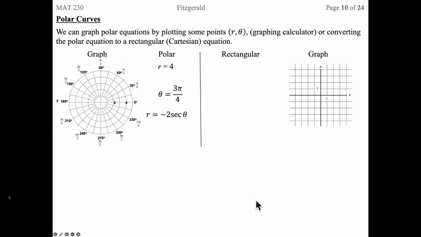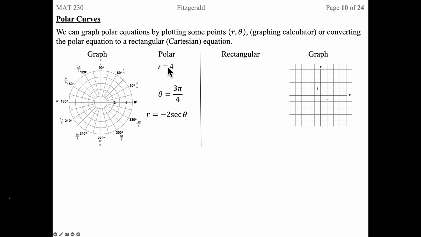Polar curves. We can graph polar equations by plotting some points r theta. We can plot them in our graphing calculator, or converting the polar equations to rectangular Cartesian equations. Okay, so for example, some of these will jump out at you. Some of them you might want to go look at them in the calculator just to make sure that it actually works. And I'll bring up my calculator here and we'll do that.